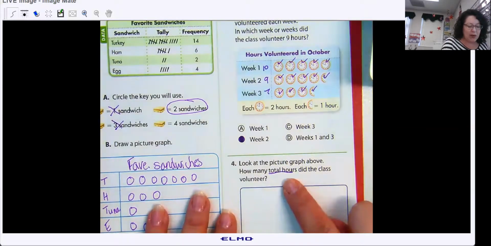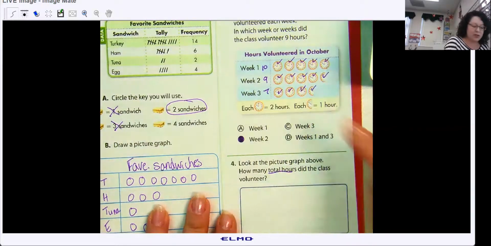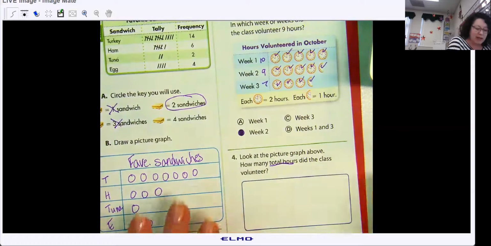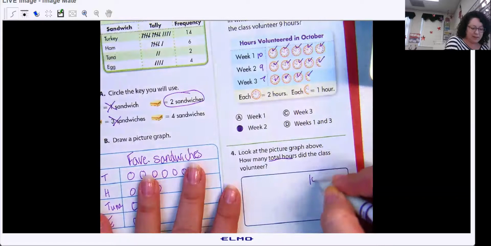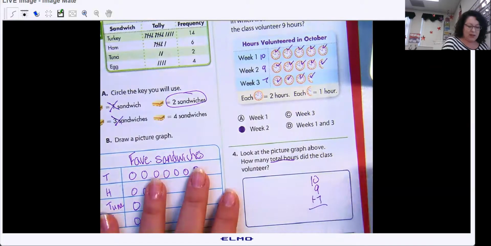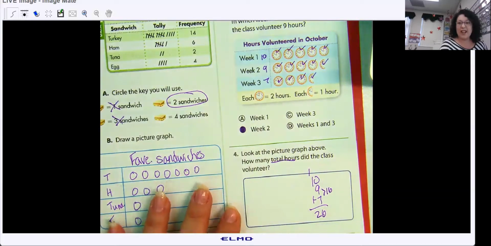How many total hours did the class volunteer? So you could skip count by 2s. How many total hours? So that tells me I'm going to add them all up. I've got 10, 9, and 7. 9 plus 7 is 16. So 26 hours. It's a lot of hours.